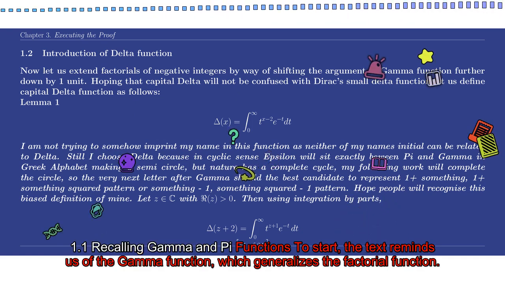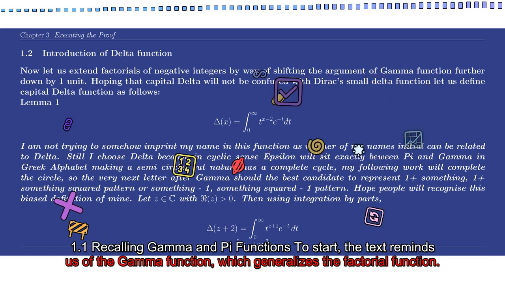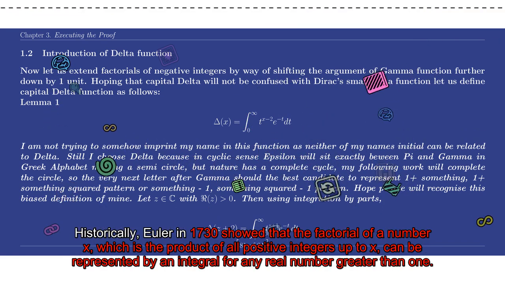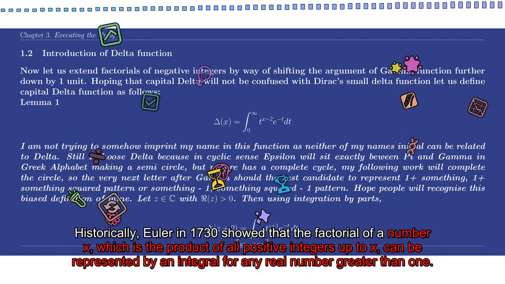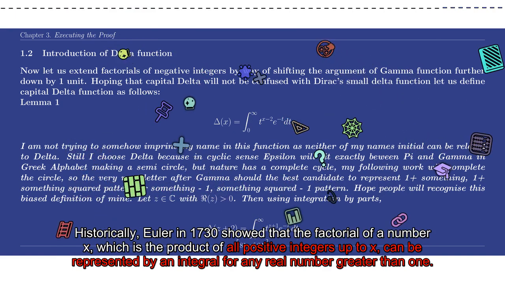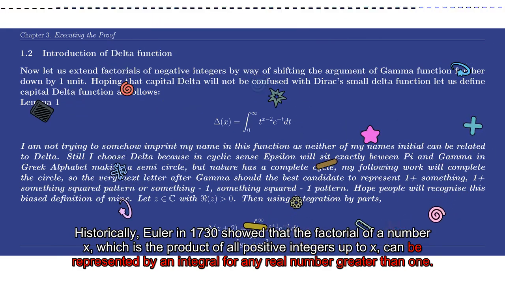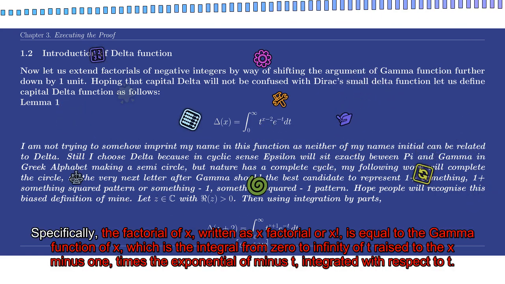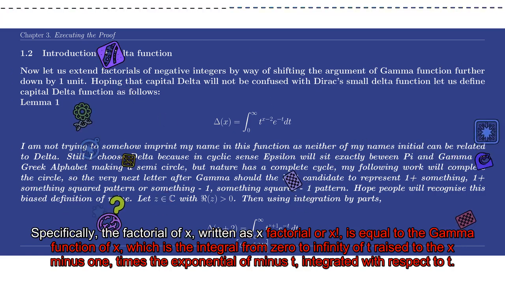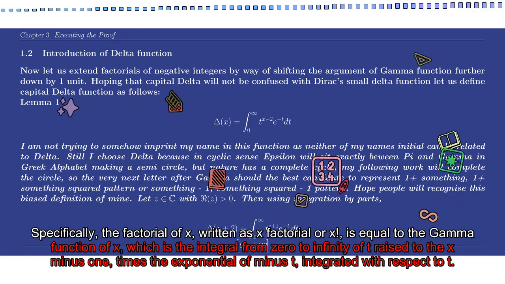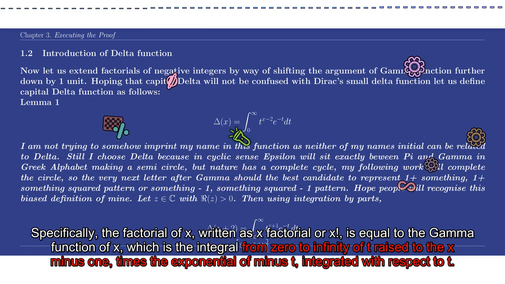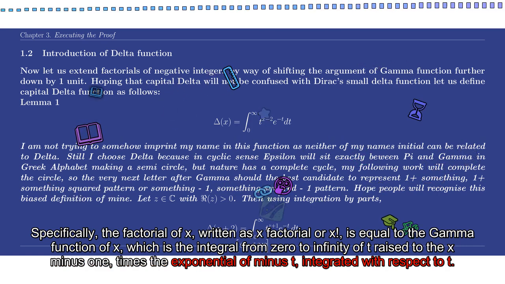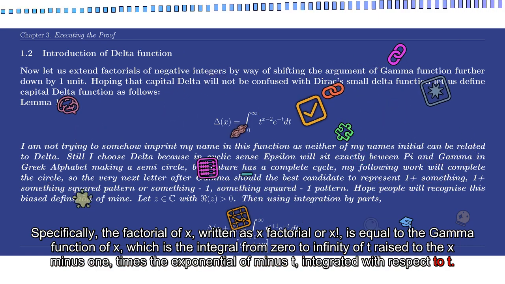1.1 Recalling gamma and pi functions. To start, the text reminds us of the gamma function, which generalizes the factorial function. Historically, Euler in 1730 showed that the factorial of a number x, which is the product of all positive integers up to x, can be represented by an integral for any real number greater than 1. Specifically, the factorial of x, written as x factorial or pi of x, is equal to the gamma function of x, which is the integral from 0 to infinity of t raised to the x minus 1 times the exponential of minus t, integrated with respect to t.